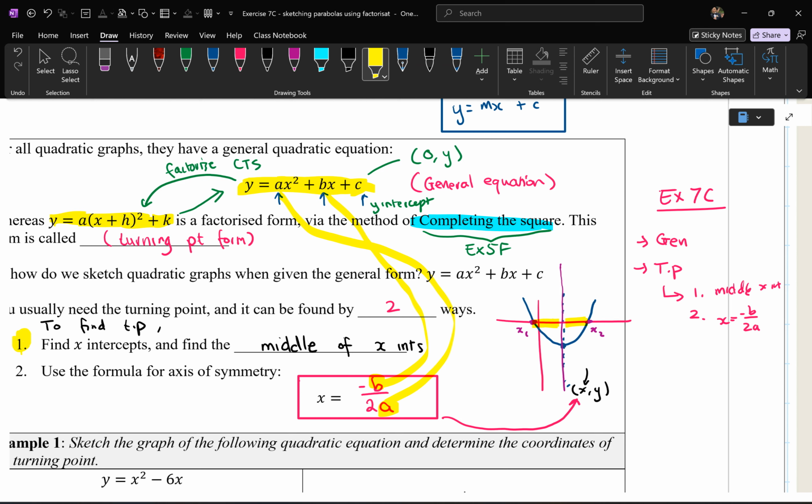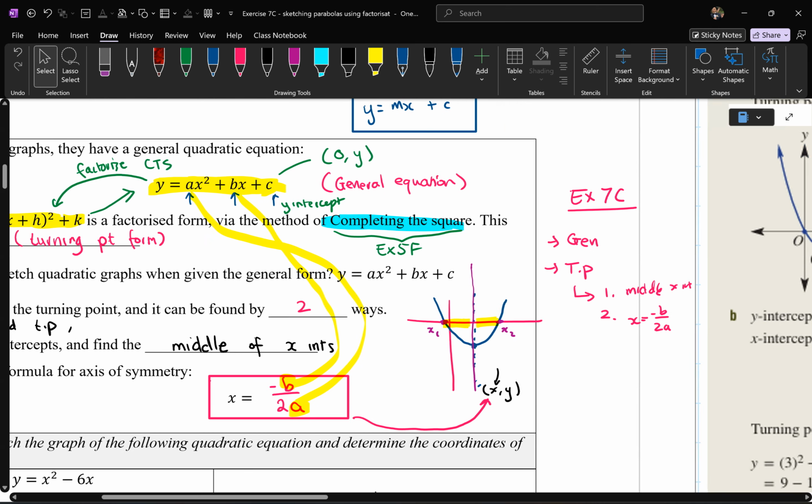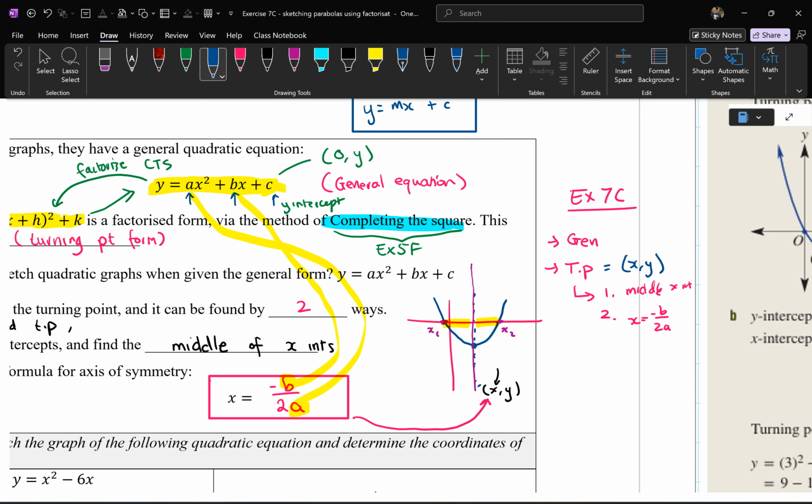Okay, so your a comes from the coefficient of x squared, and b comes from the coefficient of x. Okay? But the question is, turning point has 2 things. It has an x and a y coordinate, both of which only tells you x. This only tells you the x coordinate. The middle of the x-intercept only tells the x coordinate. How do you find the y coordinate then?